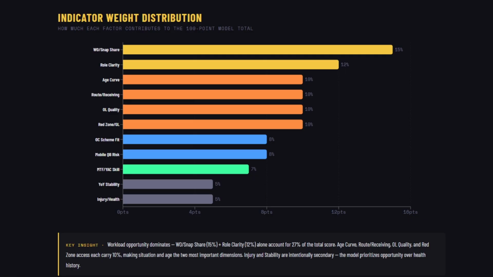Fantasy points in PPR leagues come from receiving at the end of the day. A lot of it does. So if you're just getting pure rush attempts, a lot of your points are going to mainly come from touchdowns, which is kind of volatile when it comes to fantasy.